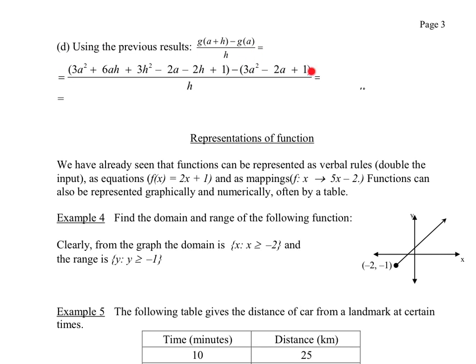We had g of a, it was this expression here. You'll notice that this should cancel out with this. When we subtract those two things, that's what we should have. The 3a squared should cancel each other out.